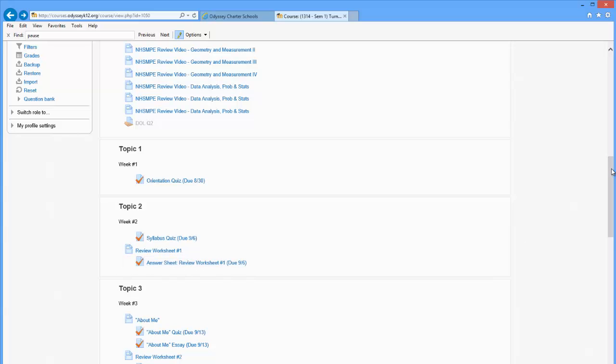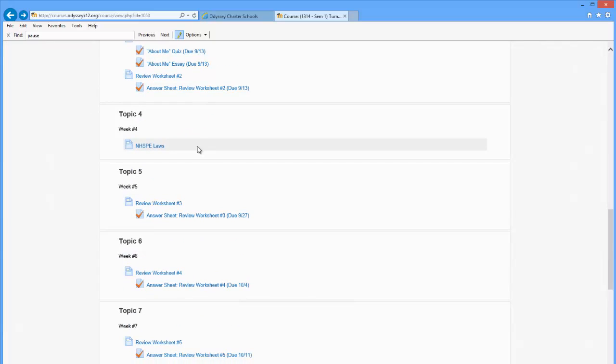You can also see that there are some laws. These are Mr. Barnett's laws to help prepare a student for the proficiency test. And then there's the review worksheets each week until we get to that first test.